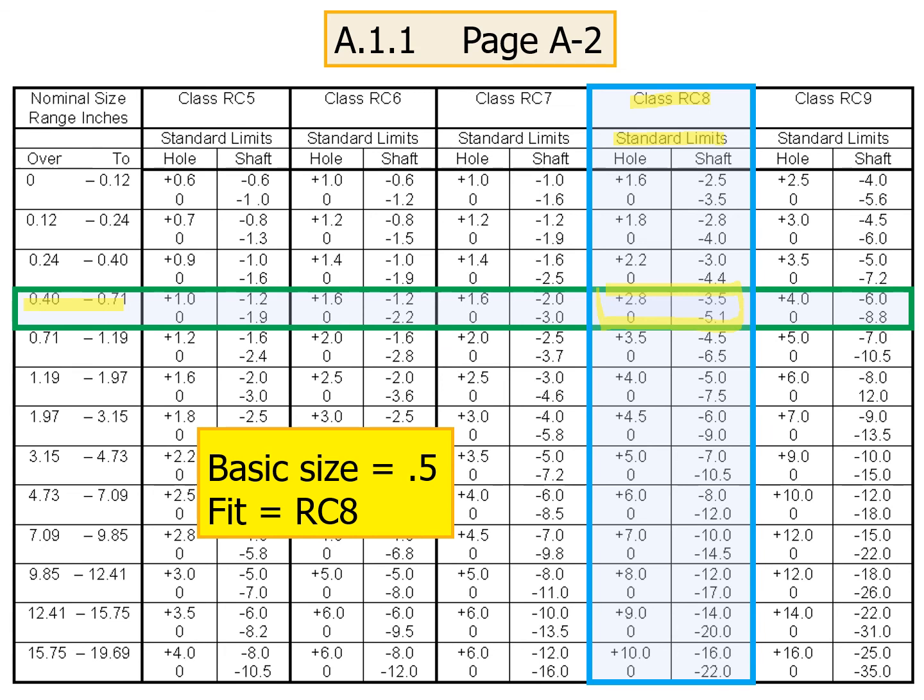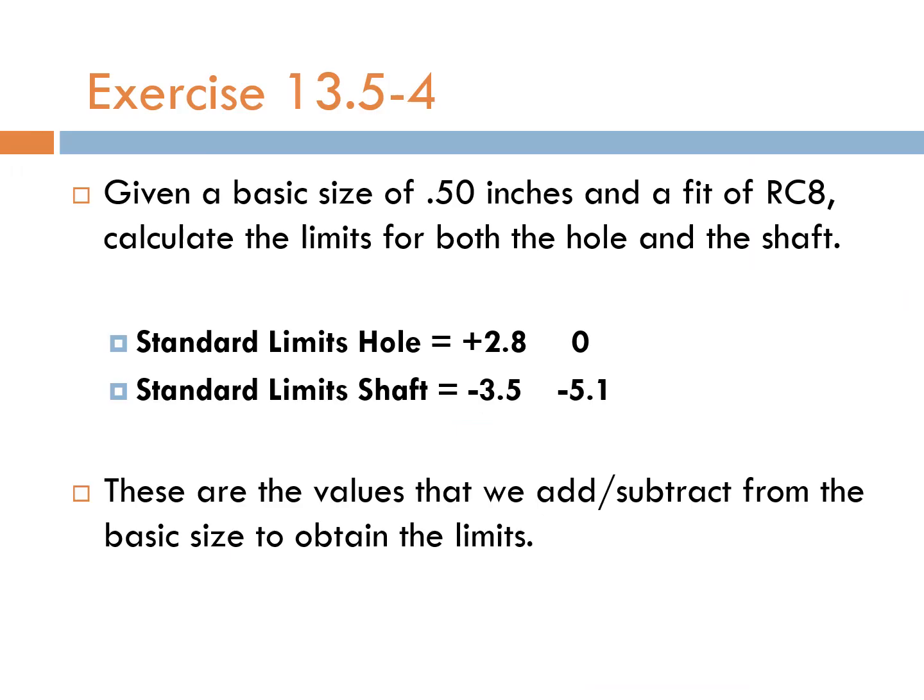So the 2.80 is for the hole, and minus 3.5 minus 5.1 is for the shaft. You write down these two values and remember what your basic size is. Your basic size is 0.50, and if you look at the hole, that will be plus 2.8 and 0, and the other one will be minus 3.5 and minus 5.1.